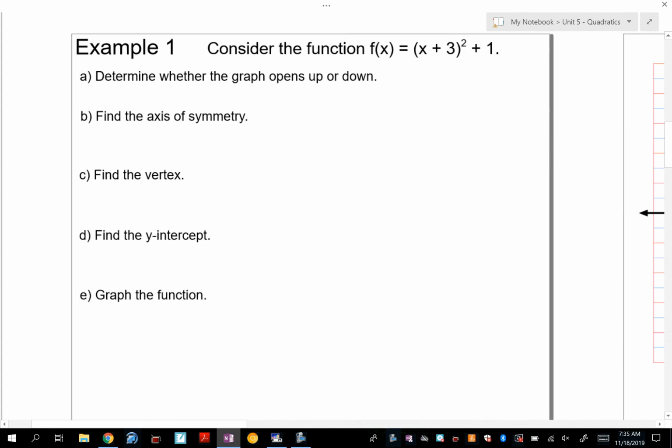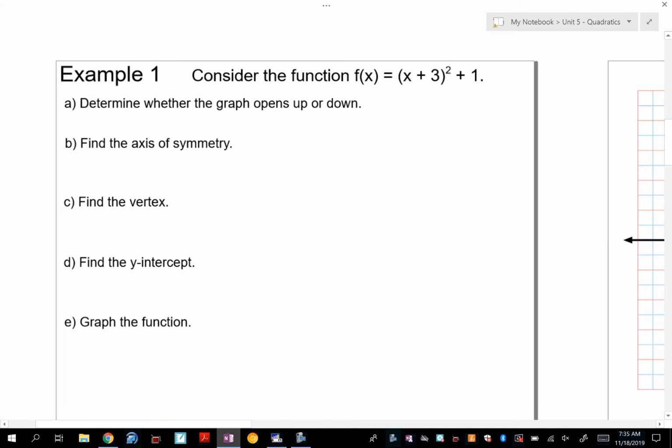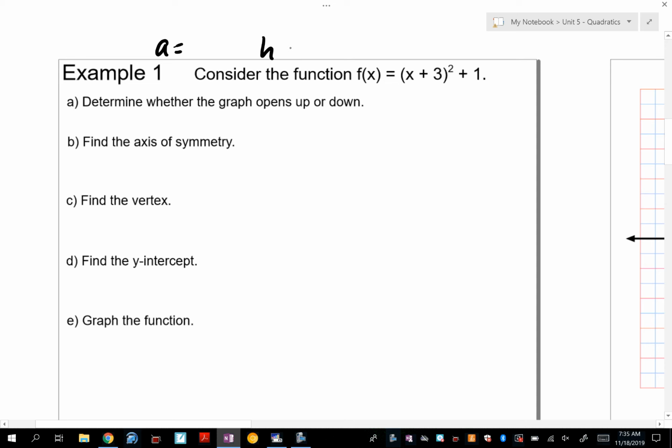The first thing that I do when I do these problems is I always write down A, H, and K. Now, A is always at the very beginning of the function. What is at the very beginning of the function? Nothing. So what is A? A positive 1. Now, be careful here. It's where it gets tricky. What is H? Very good. It's negative 3. You have to think opposite. All right? You got it. Always think opposite.